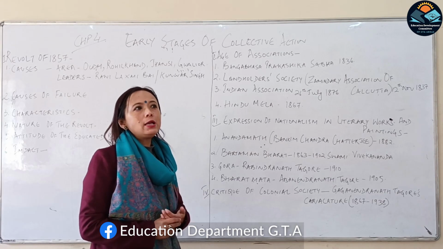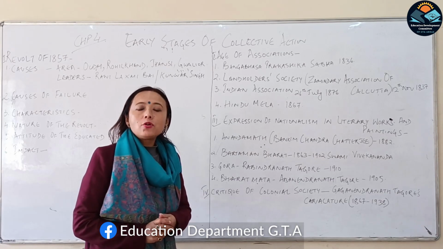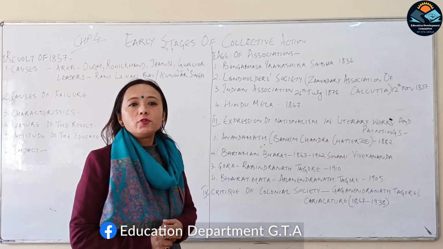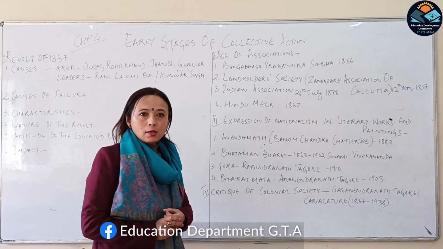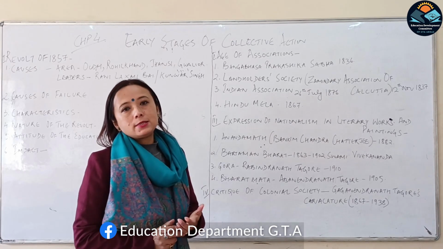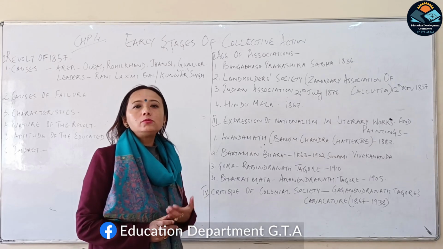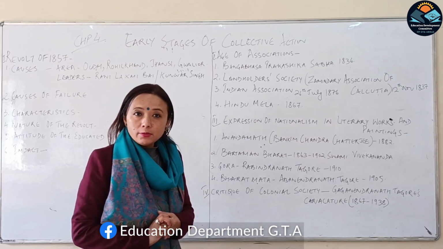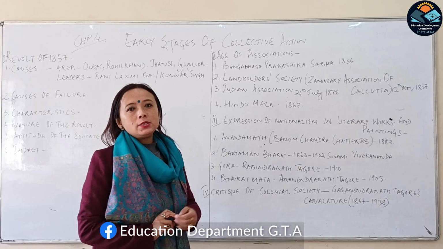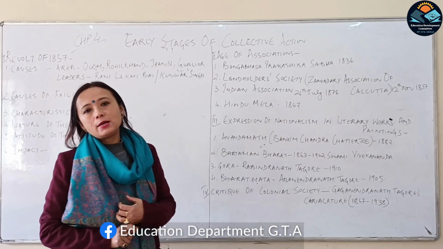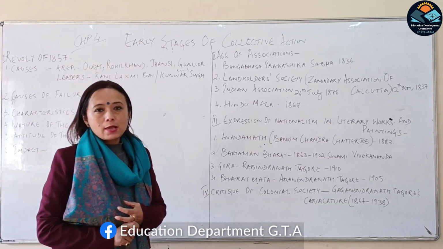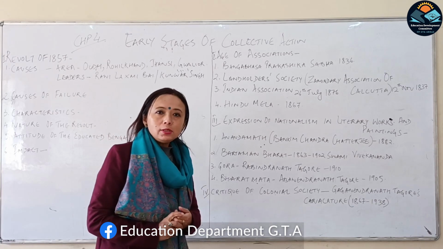Now, even Jawaharlal Nehru has talked about its feudal character. He said that there was no plan, no coordination among the rebels. And moreover, the participation of the zamindars and the talukdars gave it a feudal character.